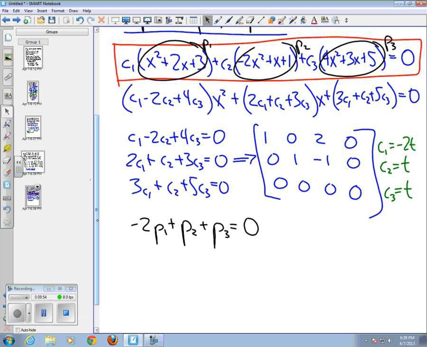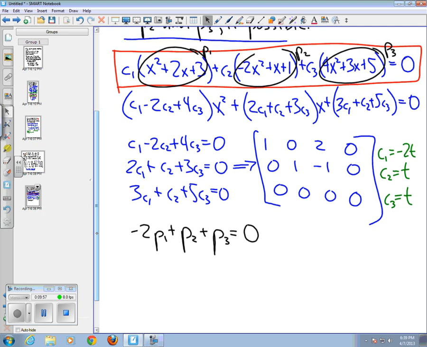Now remember, the next question was to solve for P1 in terms of P2 and P3. So I was going to have you pause and try that, but it should be pretty clear what happens. I'm going to move the P1 term over to the right side. So we have P2 plus P3 equals 2P1, which gives us then that P1 should equal 1/2 P2 plus 1/2 P3.